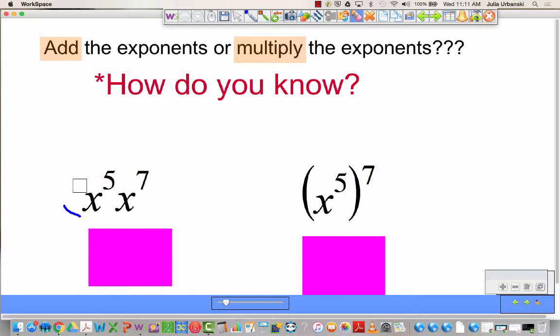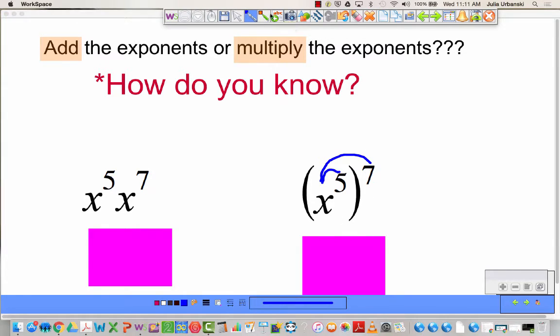When there's 2 separate variables, x to the 5th and x to the 7th, that's when you add. When there's only one x and both of those exponents are on the x at the same time, that's when you multiply. So when there's no parentheses, you add? No, don't rely on the parentheses rule. Because from now on, as we get into more complicated problems, they will still be put in parentheses, even when it doesn't mean multiply. It's when there's a separate x with an exponent and a separate x with an exponent.